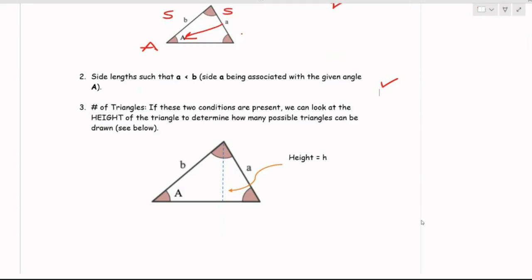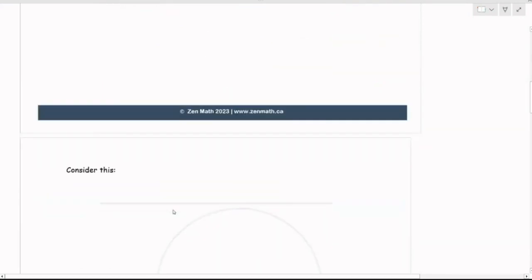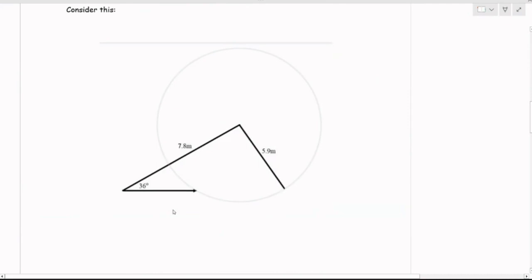We are going to take the height, and just to go over this, the height goes from one vertex of the triangle down perpendicular to its opposite side. That's the height of a triangle. And it doesn't matter which vertex we go from, you will get the height of the triangle either way. So what I want you to consider right now is what could happen if we have an ambiguous case.